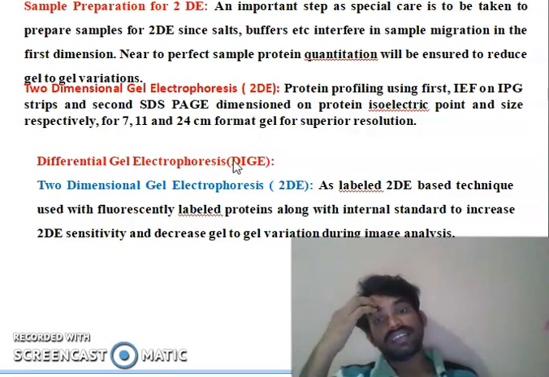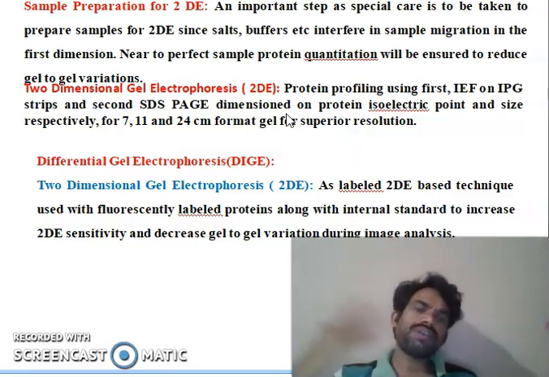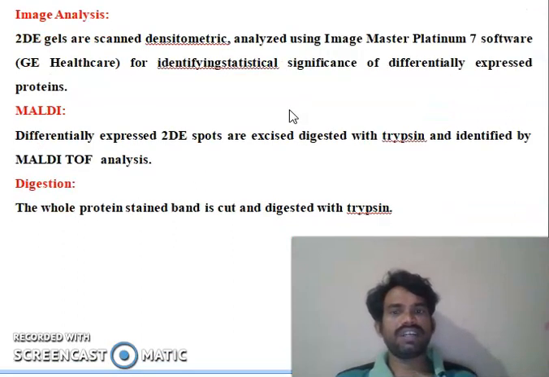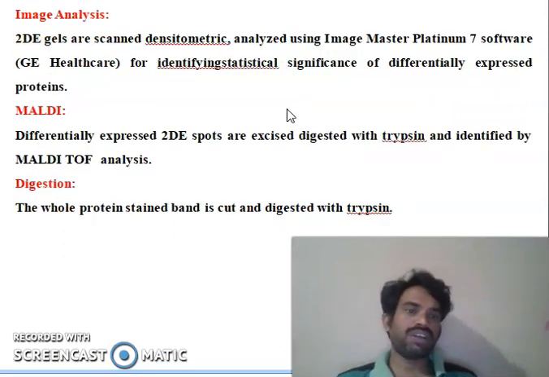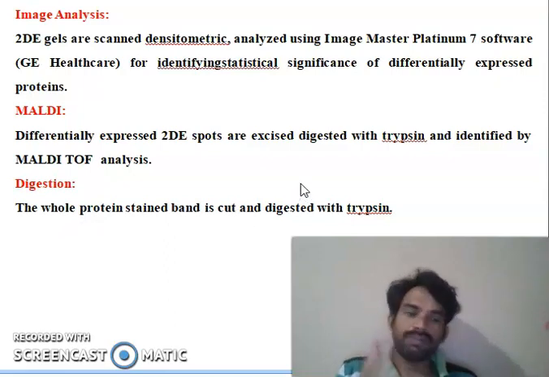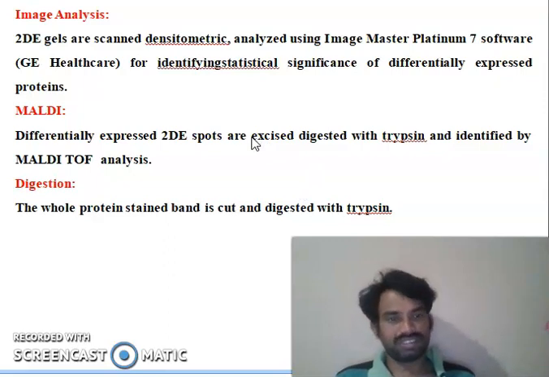Next one is differential gel electrophoresis, two-dimensional gel electrophoresis. These are one of the protein purification techniques. Next you can see the image analysis, how you do image analysis. You can see MALDI and digestion: the whole protein stain band is cut, and digested with trypsin. Trypsin is one of the proteases by which the protein will be broken into small parts, digestion.